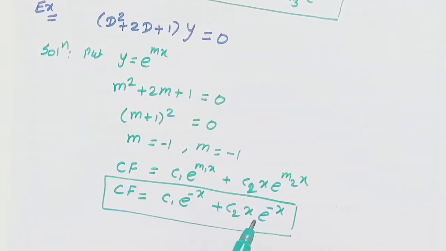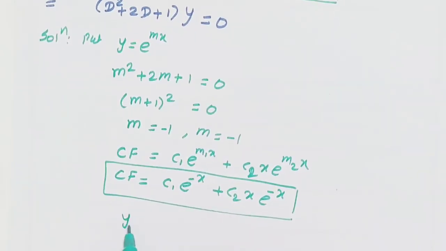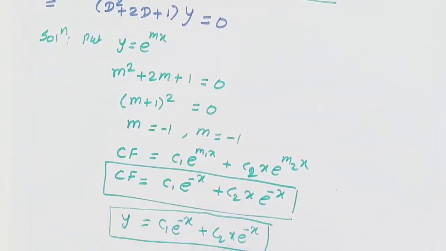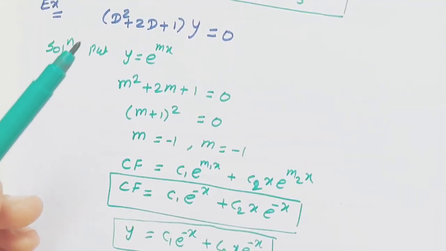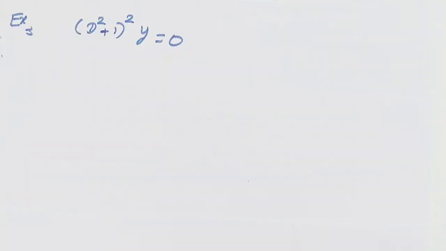Put the value of roots, so it is CF. So therefore complete solution is y equals to C1 e raised to the power minus x plus C2 into x e raised to the power minus x. This is the complete solution of our given homogeneous differential equation. Now we see the third important example.